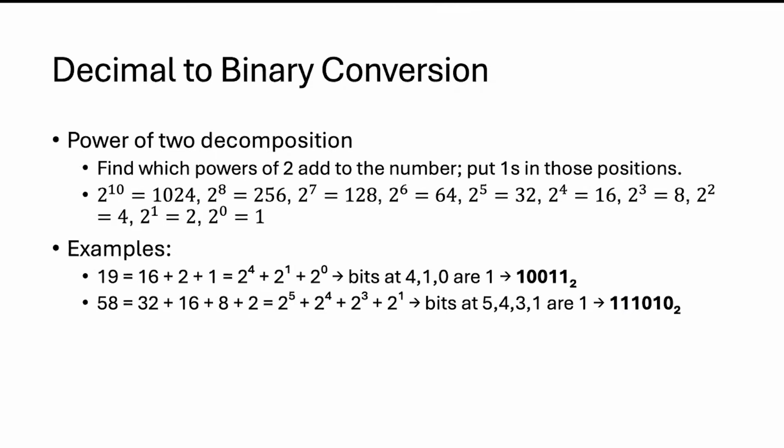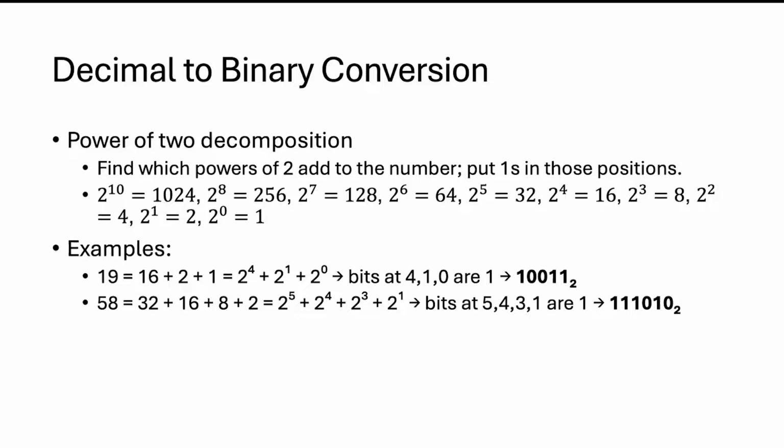First of all, we need to be familiar with powers of 2. The basic principle to convert from decimal to binary is that we want to find out which powers of 2 add up to the number, and then we put 1 in that position. I've listed some of those typical powers of 2 that you should definitely be familiar with, like 2 to the 10th is 1024, 2 to the 6 is 64, and 2 to the 0 is 1.